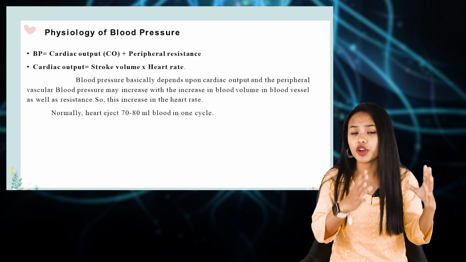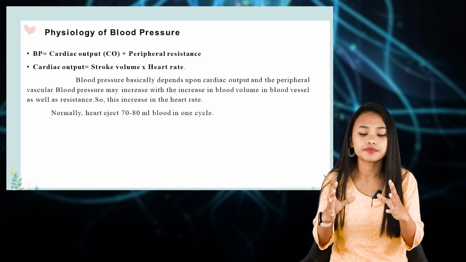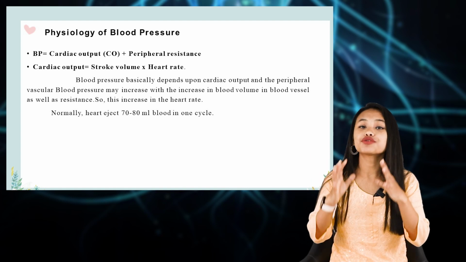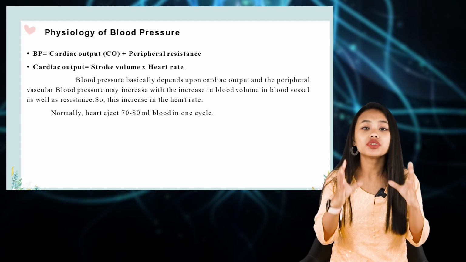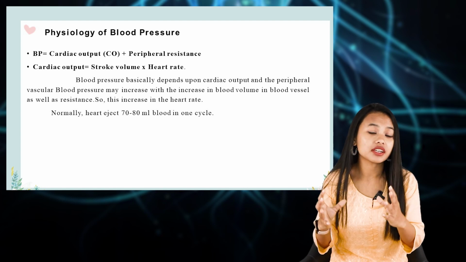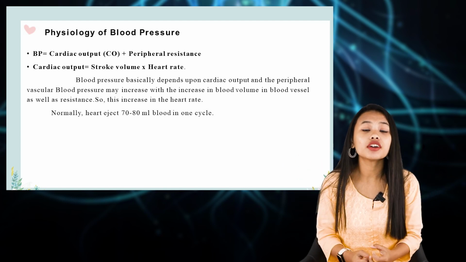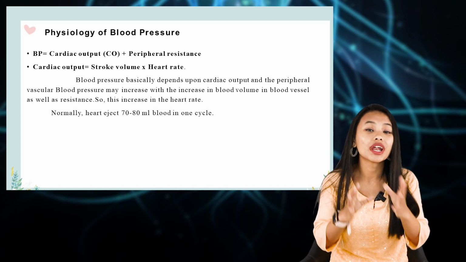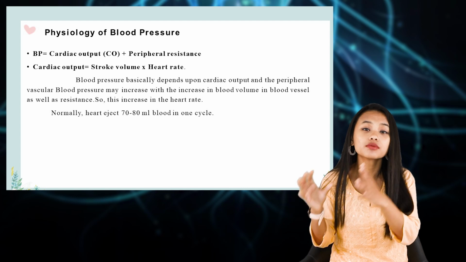And also the blood pressure basically depends on the cardiac output and the peripheral resistance. That is why we must know these. That is why I have said that in order to get an idea of the blood pressure of an individual, we first need to know the cardiac output and the peripheral resistance. Why?